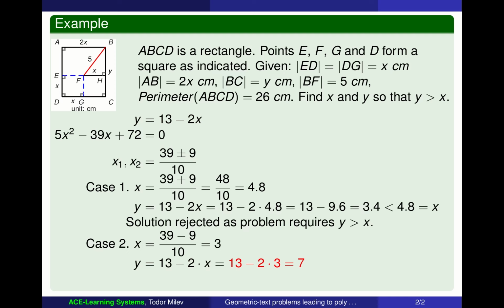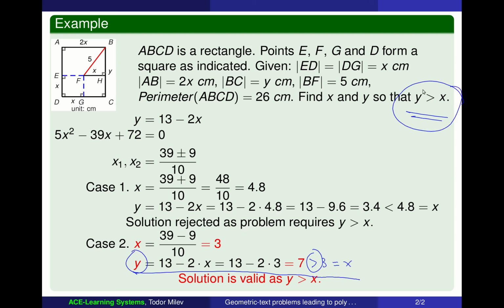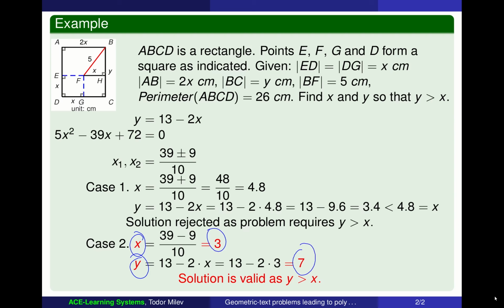So now 7 is bigger than 3, that is x. So that solution satisfies the requirement that y be greater than x. And so we have obtained the solution to our problem. So our final answer is x equal to 3 and y equal to 7. Our problem is solved.